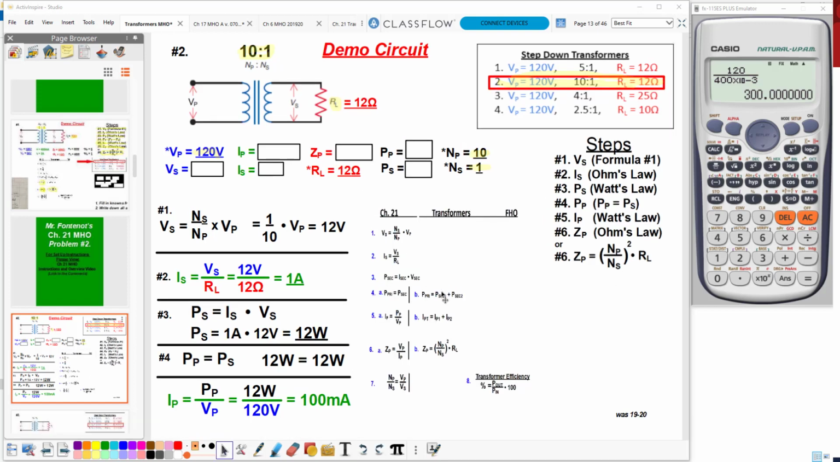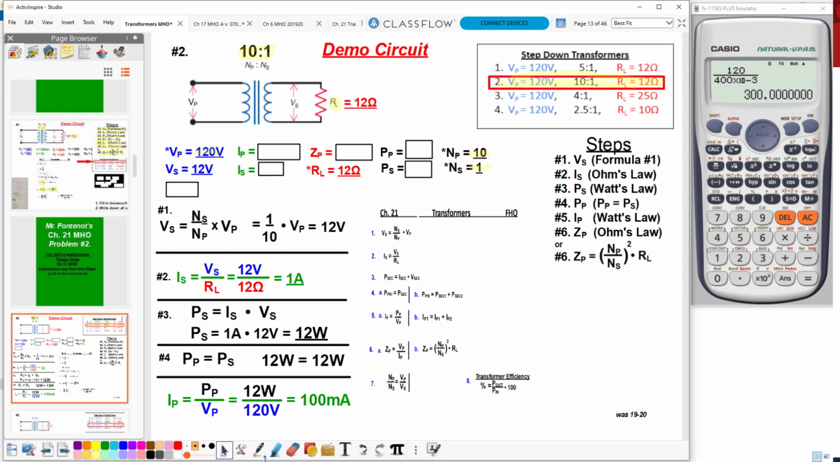So the first thing I want to do, step number 1, is find the voltage of my secondary. Now I have a 10 to 1 step down ratio, so I know my voltage of my secondary is going to be way less than the voltage of my primary. I actually could do this one in my head. If it's a 10 to 1 step down and I got 120 volts on my primary, it's going to be 12 volts on my secondary. But let's do the math just to demonstrate everything.